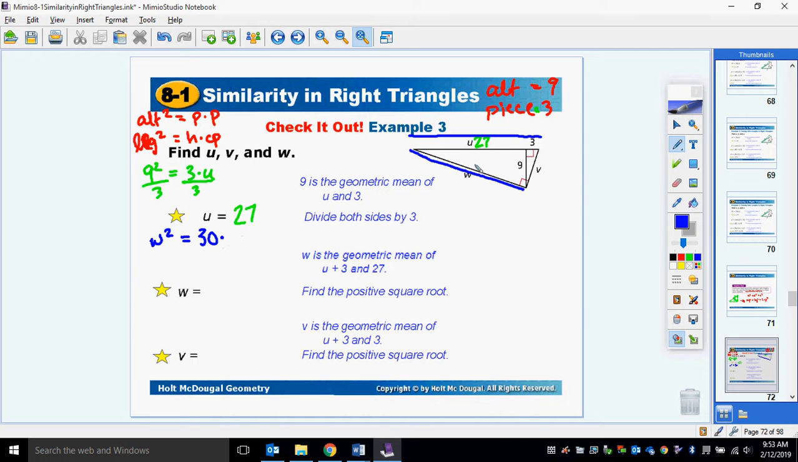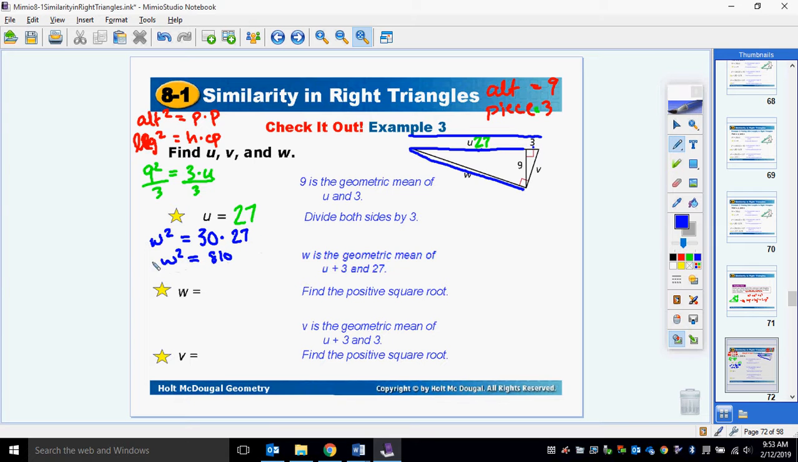times the closest piece. Now remember, there are two pieces, 27 and 3. Those are the pieces of my hypotenuse. Which one is closest to this leg? Which one is touching leg w? That'd be 27. So then I multiply 30 times 27, and I'd get 810.